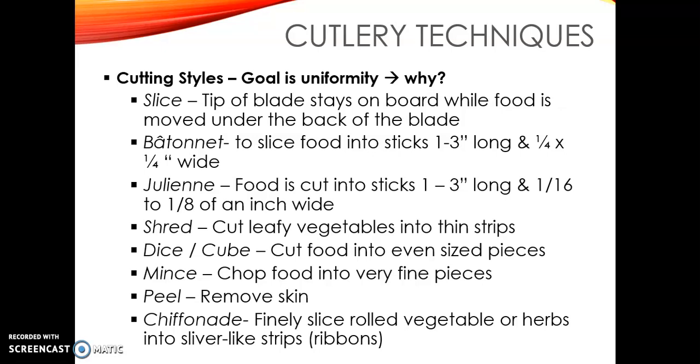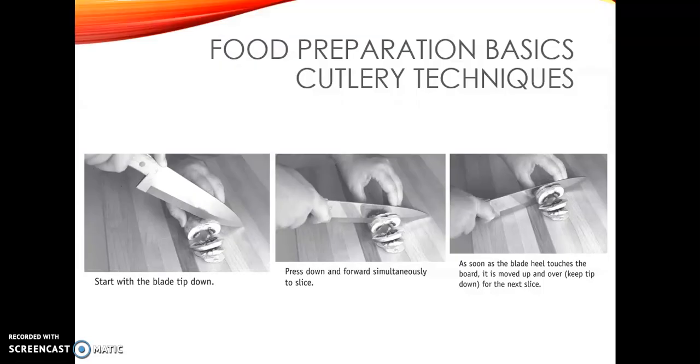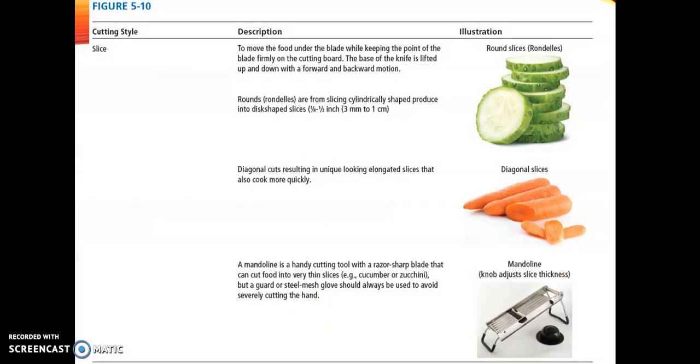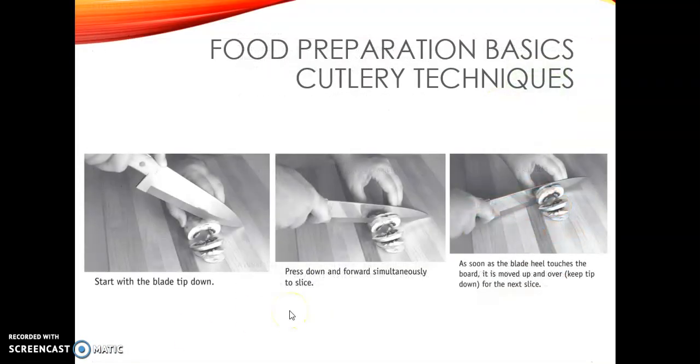And then chiffonade, which is my favorite knife cut, means ribbons. It is to roll up your vegetable or herb. This works really nicely for baby spinach or basil or kale leaves, and you roll it up like a burrito, and then you slice it into ribbons. Oops, I went the wrong way. Oh, no, I didn't. Oh, now I'm really going backwards. Okay. So start with your blade tip down, press down, and pull forward simultaneously. And as soon as your blade touches the board, you can move it up and then keep going for the next slice.